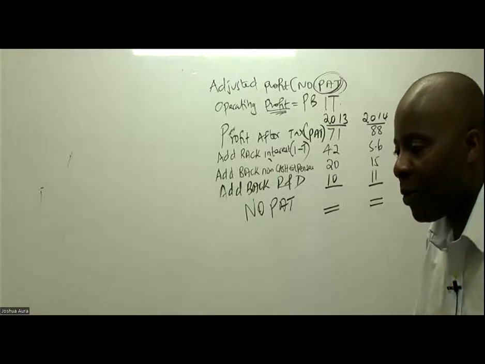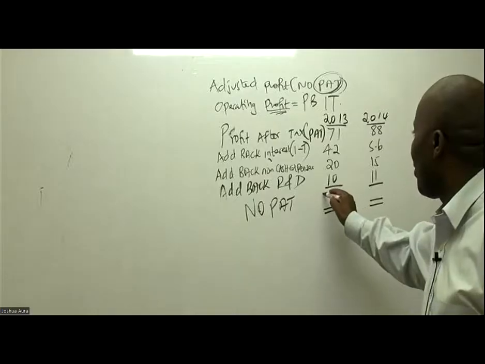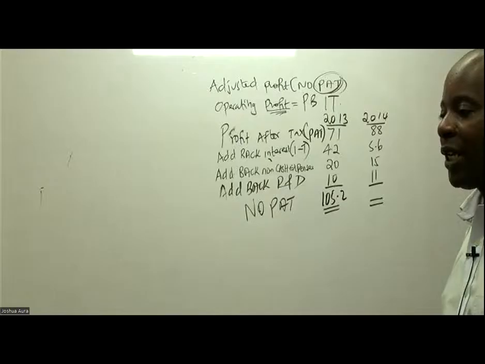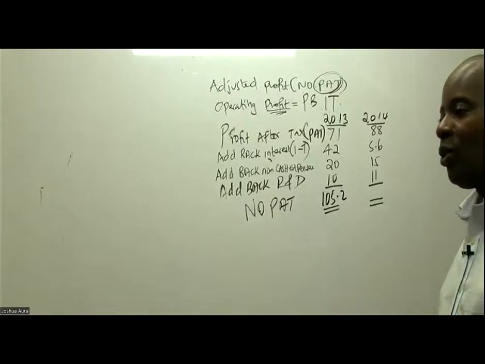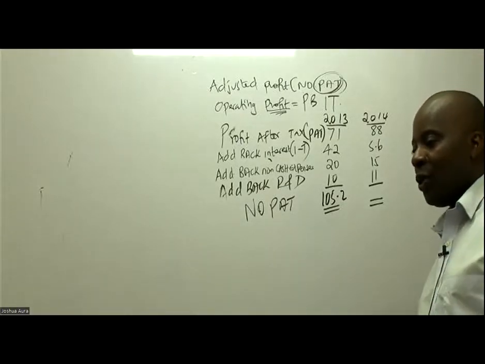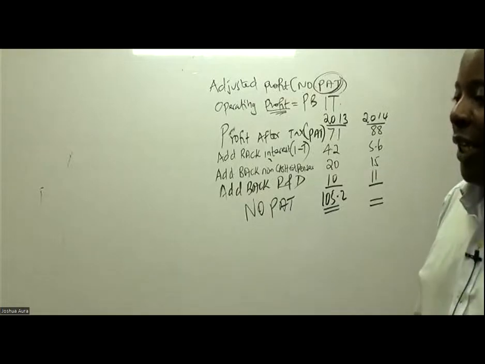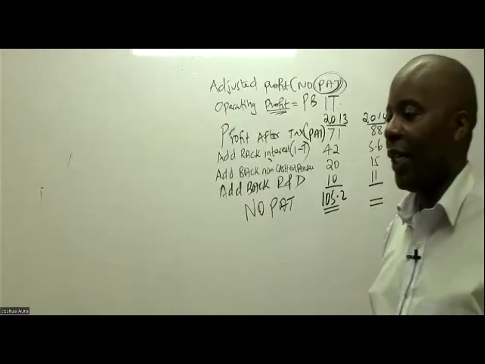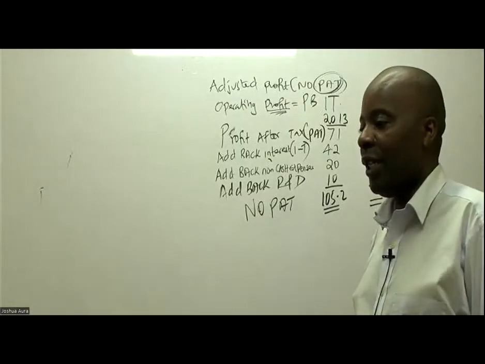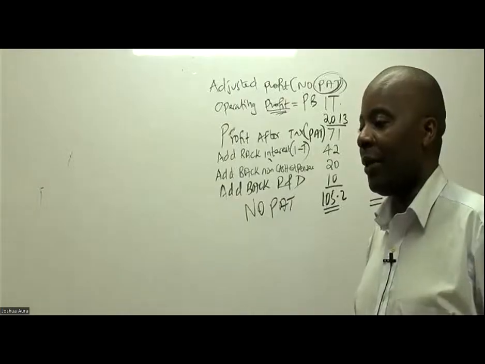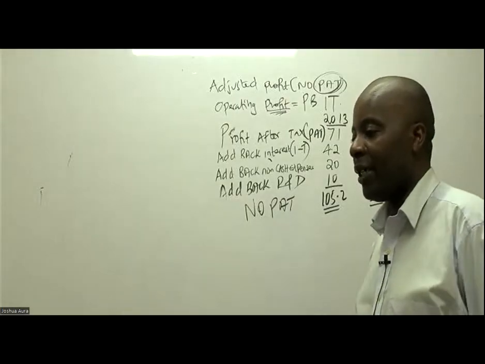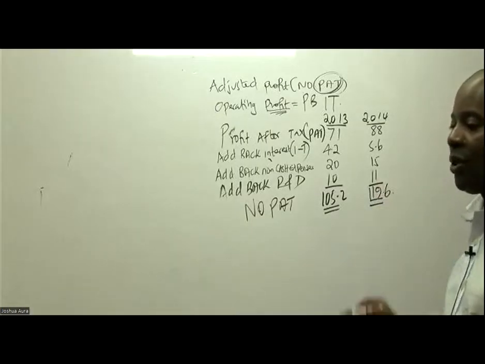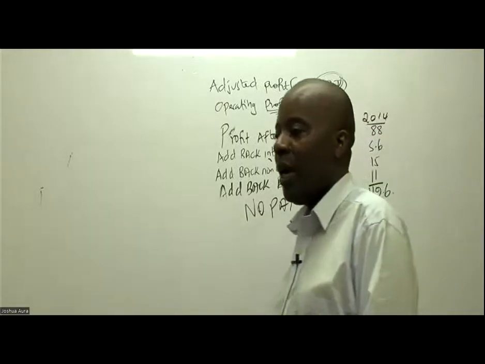Net operating profit after tax, what do we have? So 105.2 in 2013, and then 2014, what do we have there, ladies and gentlemen? They're telling me 119.6. Thank you so much, ladies and gentlemen.